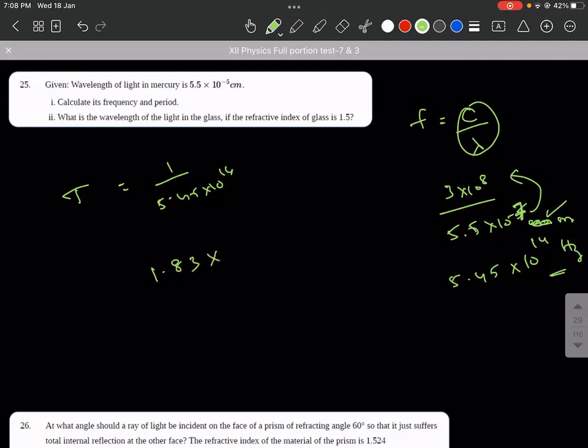Okay. Into 10 power minus 15. 10 power minus 15 seconds. Okay, that is right. So they have given it in microsecond. It doesn't make any difference. You can leave it like this also.